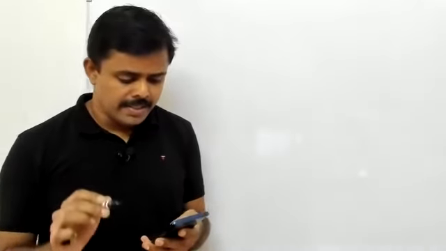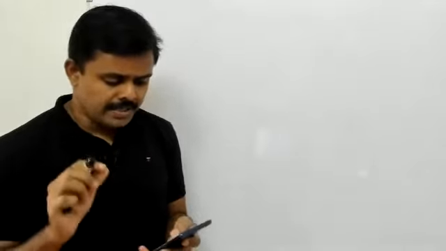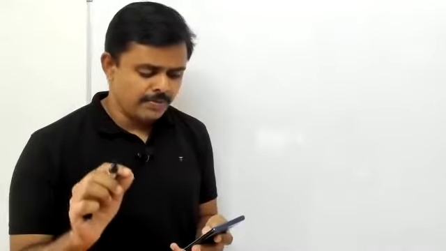Question number 5, a previous IEEE question, previous JEE question. In a Young's double slit experiment, the intensity at a point where the path difference is lambda by 6 is I.